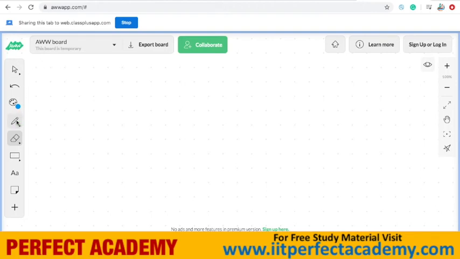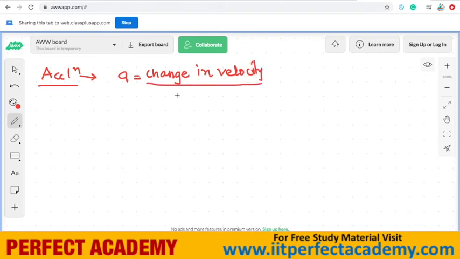What is acceleration first of all? Acceleration, usually denoted by a, is nothing but change in velocity per unit time, or it is also called the rate of change of velocity.